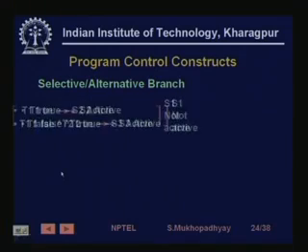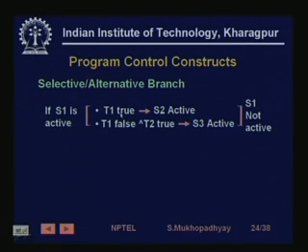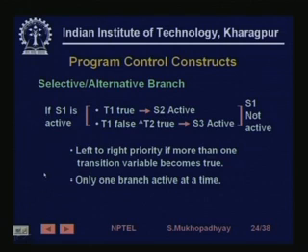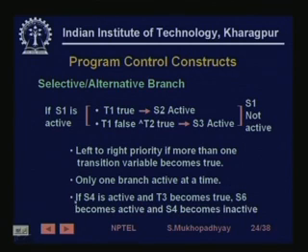So that was a selective or alternative branch, that is, the system can flow through this branch or through that branch, but not both simultaneously. As I said, if S1 is active and T1 is true, then S2 becomes active. If T1 is false and T2 is true, then S3 becomes active, and the moment S3 becomes active, S1 becomes inactive. Similarly, left to right priority, and only one branch can be active at a time. If S4 is active and T3 becomes true, S6 becomes active and S4 becomes inactive. Same thing.